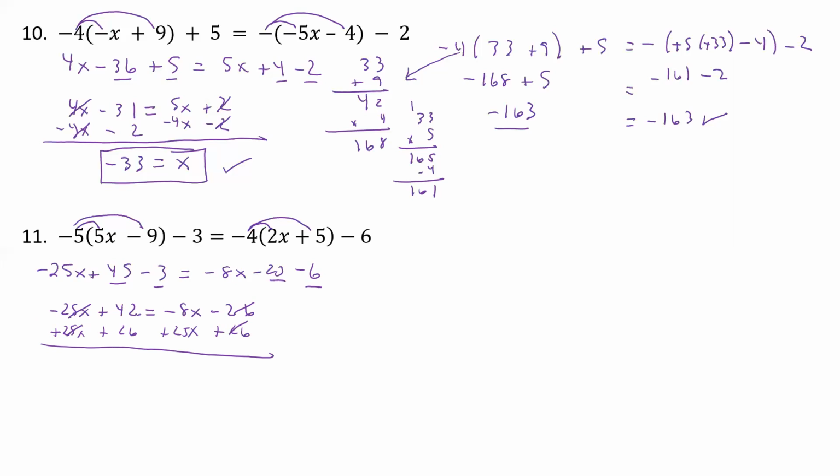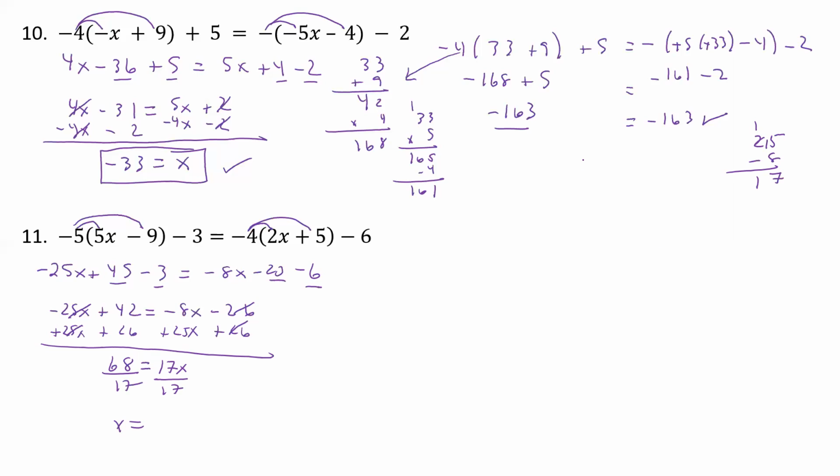Now we can add on the left, 6 and 2 is 8, 4 and 2 is 6. And on this side, let's go ahead and do our 25 minus 8. So that's going to be a 17x. Okay. Well, now we divide by 17. And so x equals what?